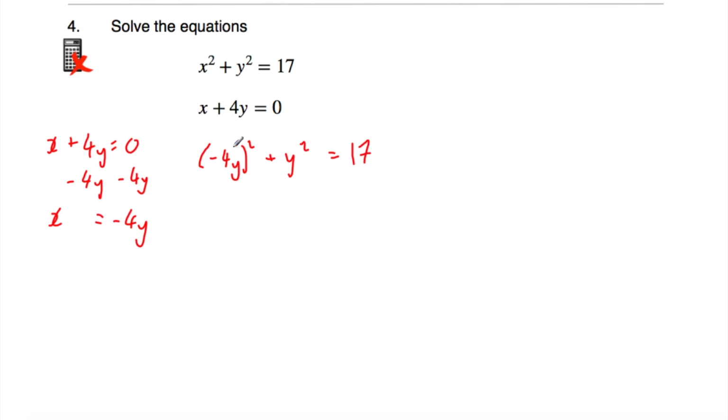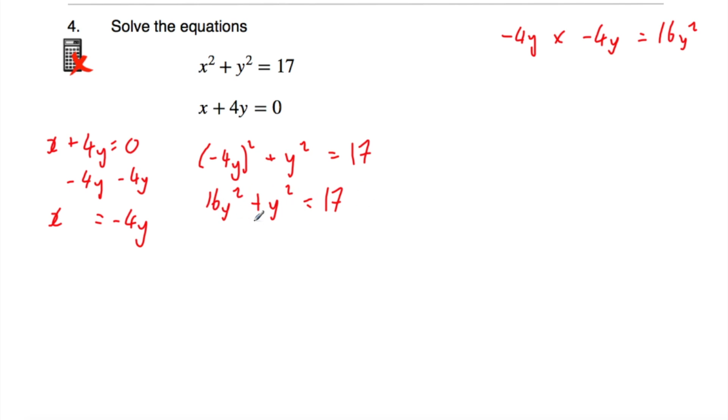So we've now got this equation, and we want to solve it. So we've got minus 4y, squared. Remember, that means minus 4y times itself. So that's minus 4y multiplied by minus 4y. A negative times a negative is a positive, 4 times 4 is 16, and y times y is y squared. So whenever we square minus 4y, we get 16y squared. We've then still got plus y squared, and that's equal to 17. So we've now got 16y squared plus y squared equals 17.